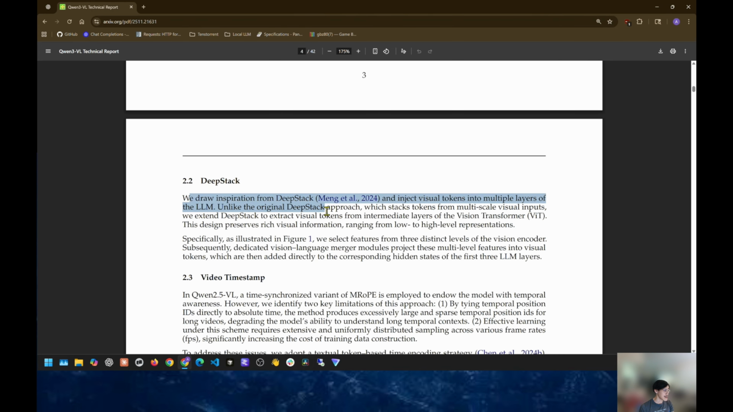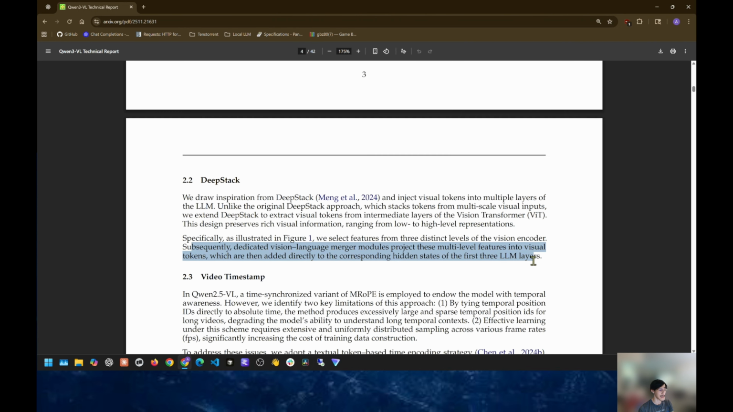DeepStack. We draw inspiration from DeepStack and inject visual tokens into multiple layers of the LLM. Unlike the original DeepStack approach, which stacks tokens from multi-scale visual inputs, we extend DeepStack to extract visual tokens from the intermediate layers of the vision transformer, and this design preserves rich visual information ranging from low to high level representations. Specifically, as illustrated in Figure 1, we select features from 3 distinct levels of the vision encoder. Subsequently, dedicated vision language merger modules project these multi-level features into visual tokens, which are then added directly to the corresponding hidden states of the first 3 LLM layers.